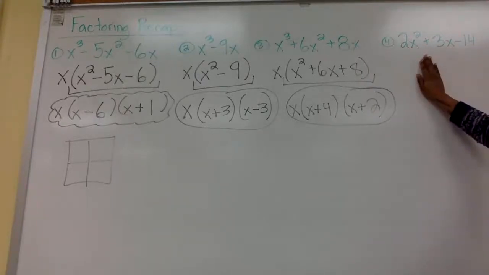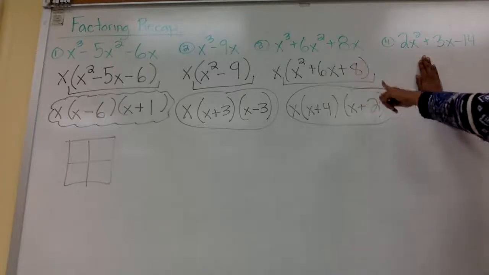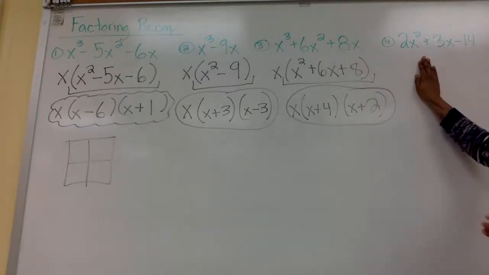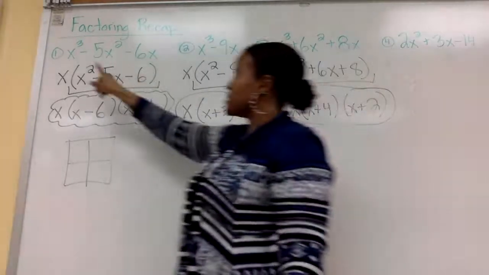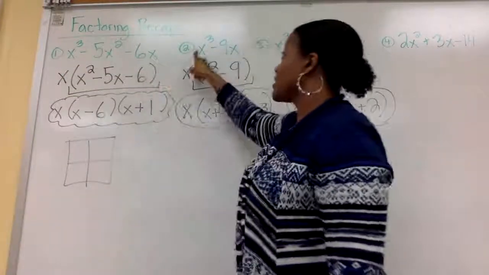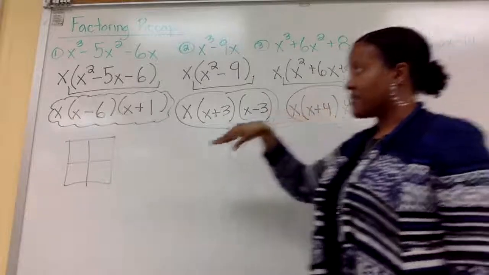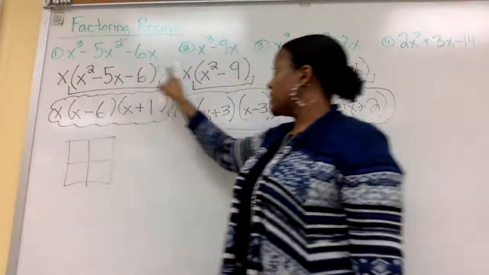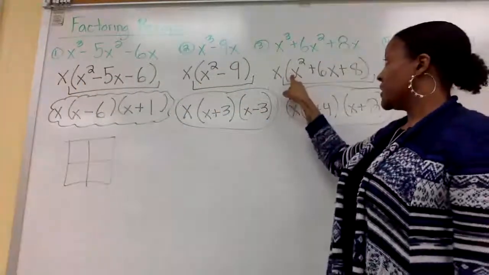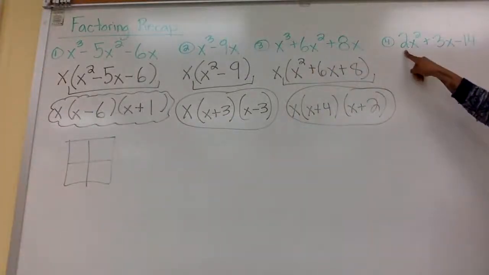If I compare this problem to all the other problems that we've taken a look at, all of those coefficients were 1. So this was 1x to the third, 1x to the third, 1x to the third. Even when I took out the greatest common factor, it was 1x squared, 1x squared, 1x squared. This one has a 2 in the front.